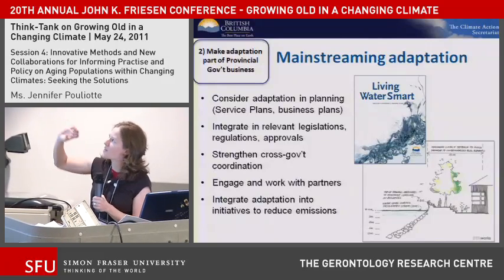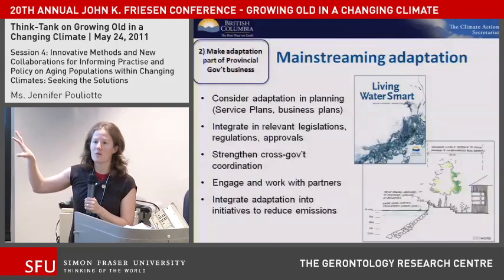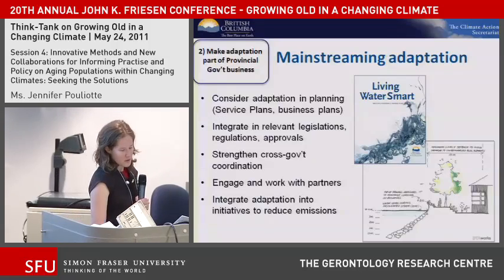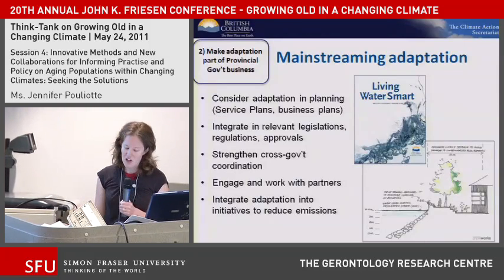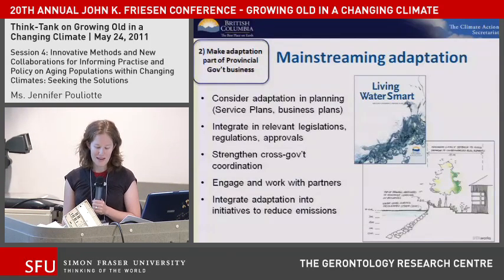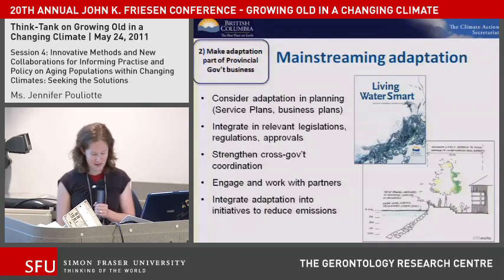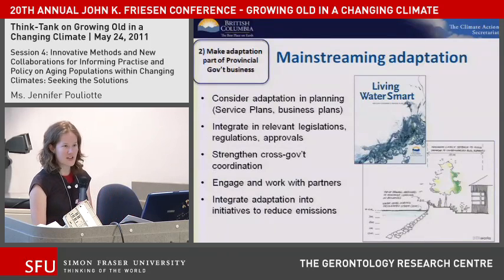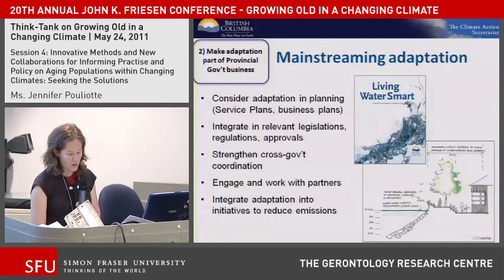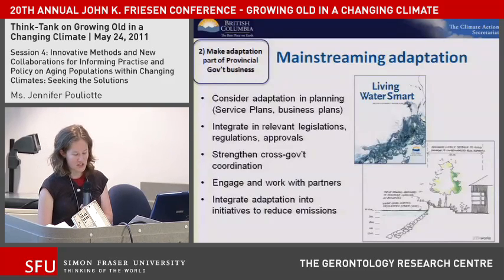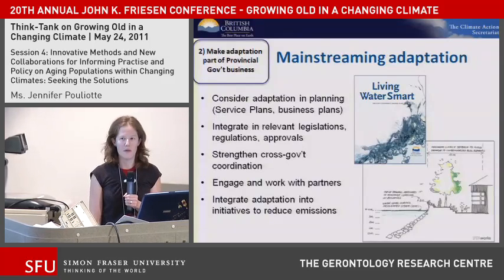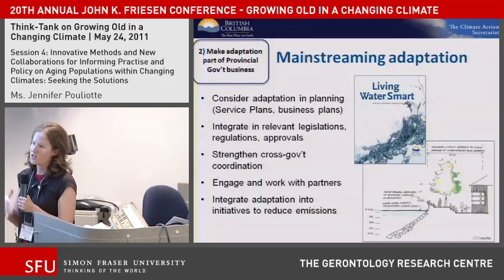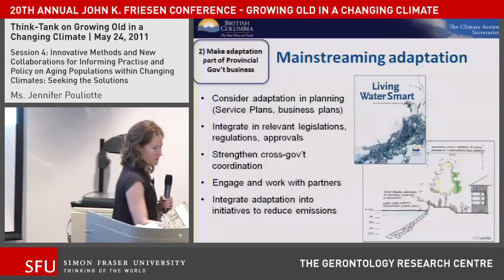And I've thrown up just a couple of examples of mainstreaming within provincial government. For example, Living Water Smart is BC's water plan, and it addresses climate change and things like water conservation, watershed planning, enhanced riparian areas, and design standards for buildings and flood protection. We're also working with the BC Ministry of Natural Resource Operations in developing new guidelines for sea dikes and coastal developments. So these are some examples of how ministries are incorporating climate change into work that they're already doing.